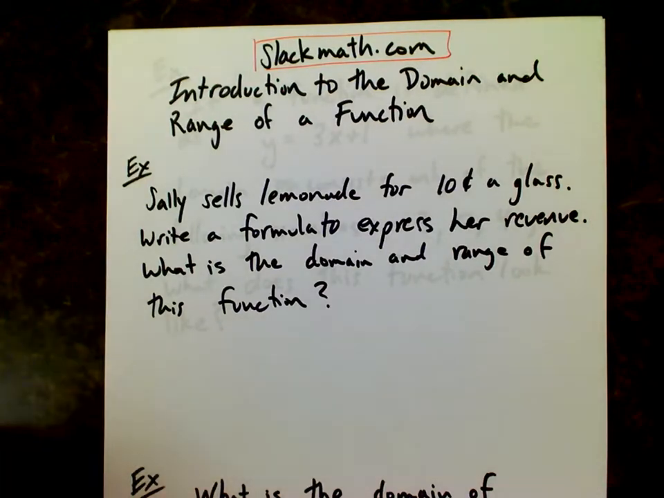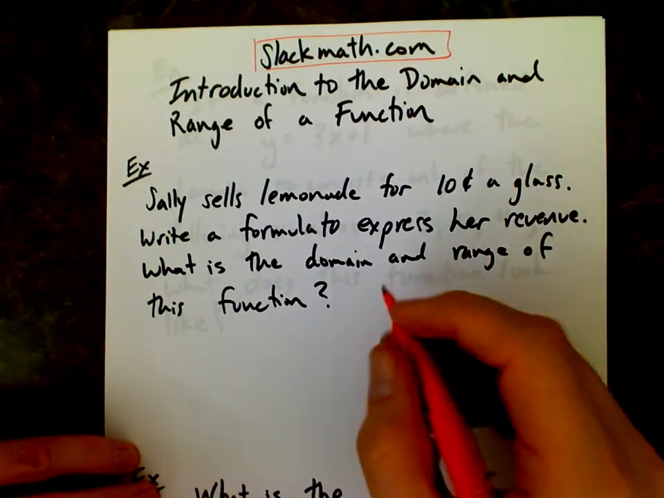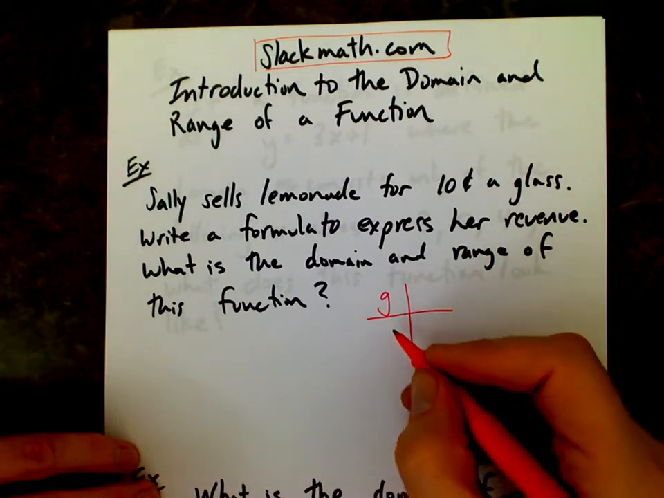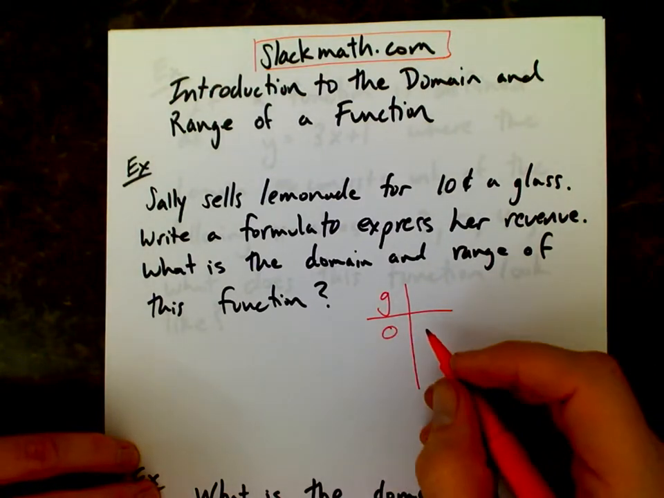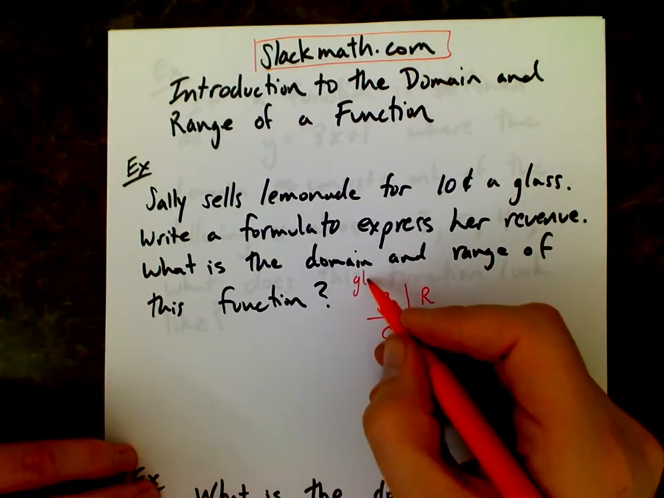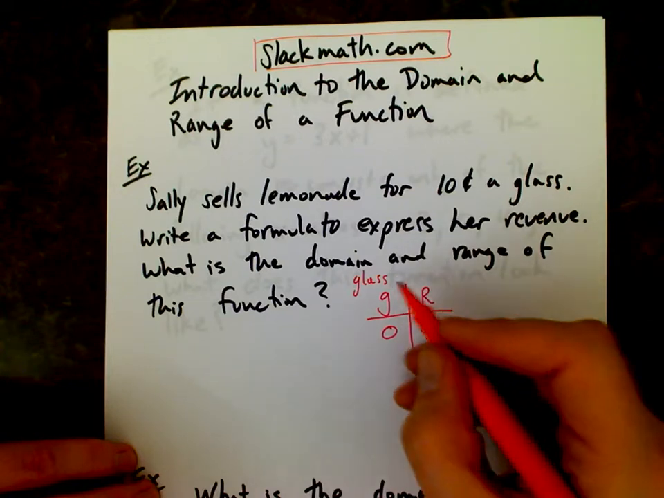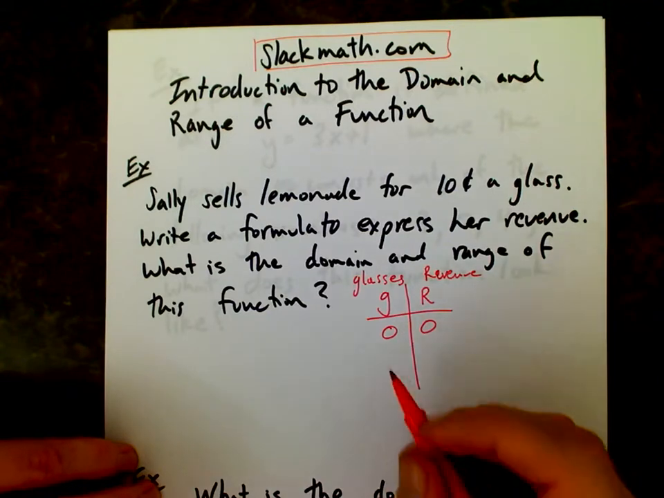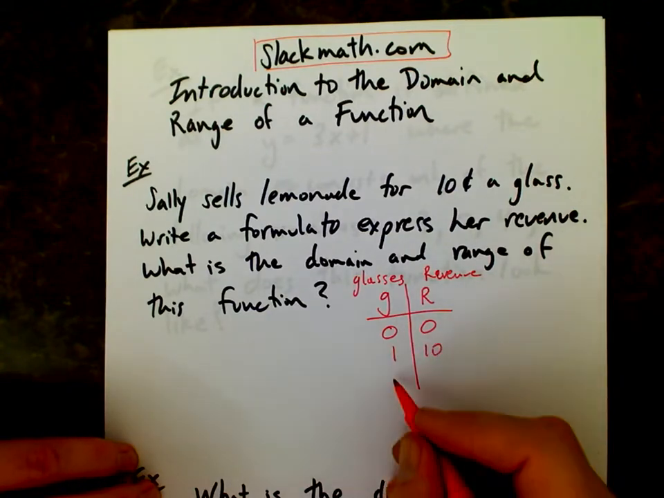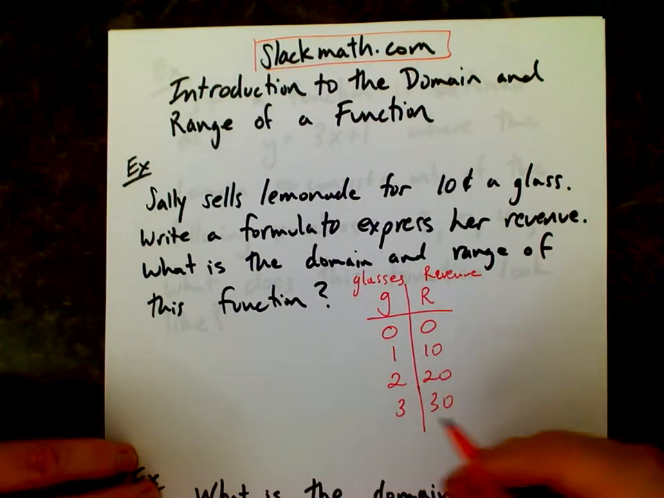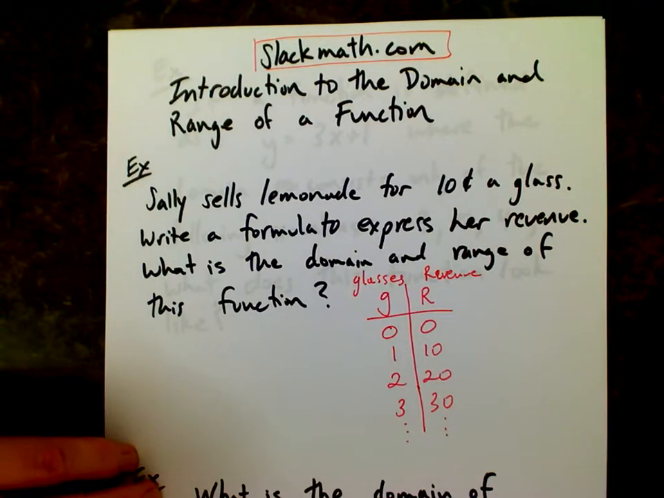Sally sells lemonade for 10 cents a glass. If she sells no lemonade, she doesn't make any money. So, her revenue, and we'll say this is glasses, how many glasses of lemonade does she sell, and this is the revenue. If she sells one glass, she has 10 cents. 2 glasses, 20 cents. 3 glasses, 30 cents. And so on. So what is the domain?